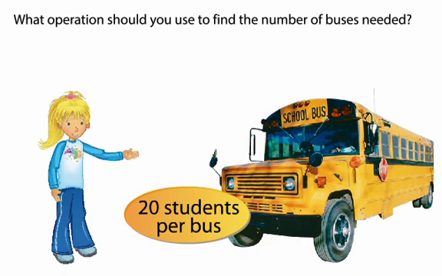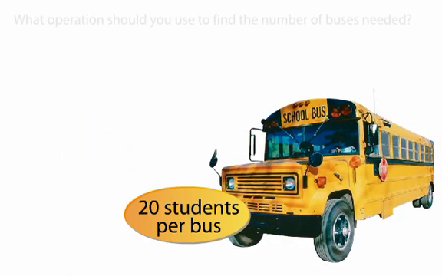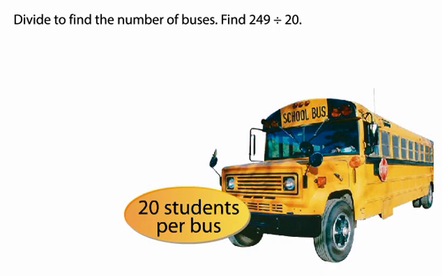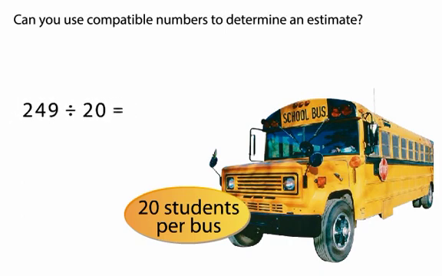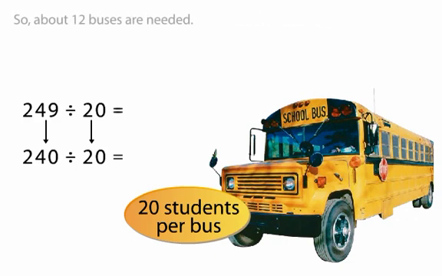What operation should you use to find the number of buses needed? Divide to find the number of buses. Find 249 divided by 20. Can you use compatible numbers to determine an estimate? Yes, 240 and 20 could be used as compatible numbers. So, about 12 buses are needed.